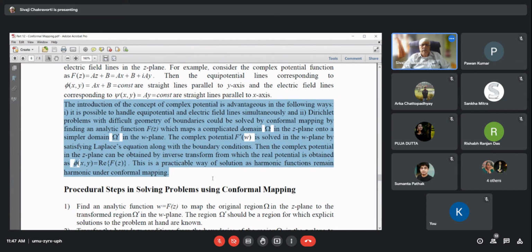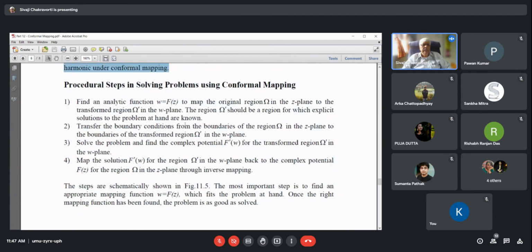Then by mapping, a difficult geometry on the Z plane, that means the real-life plane, can be mapped to a relatively simpler form on the W plane, and then the solution can be obtained on the W plane and mapped back to the Z plane. And this is precisely explained as the procedural steps in solving problems using conformal mapping.